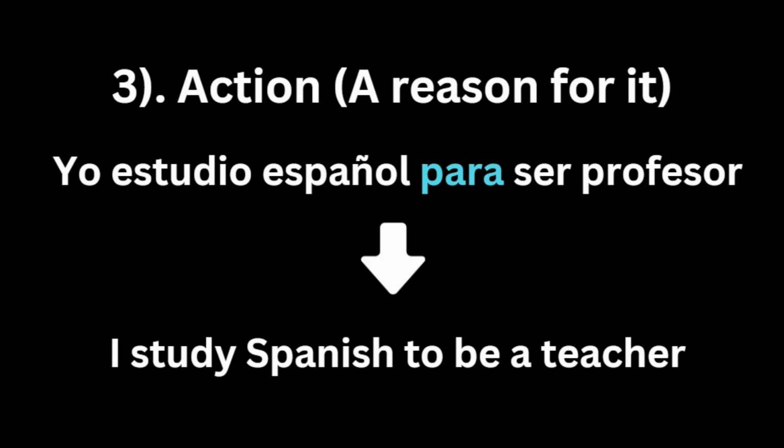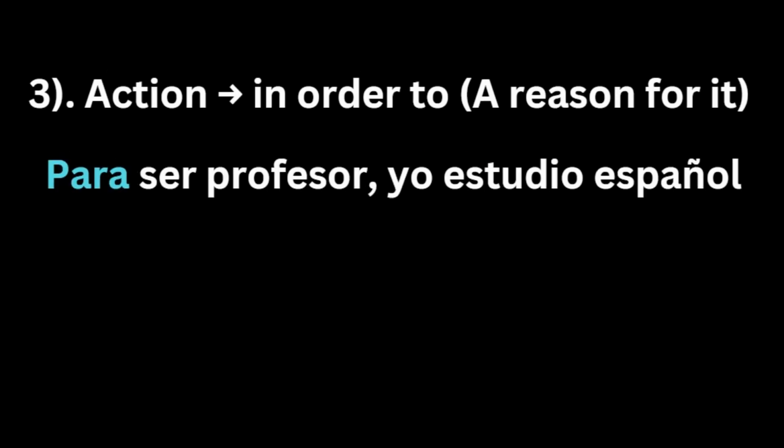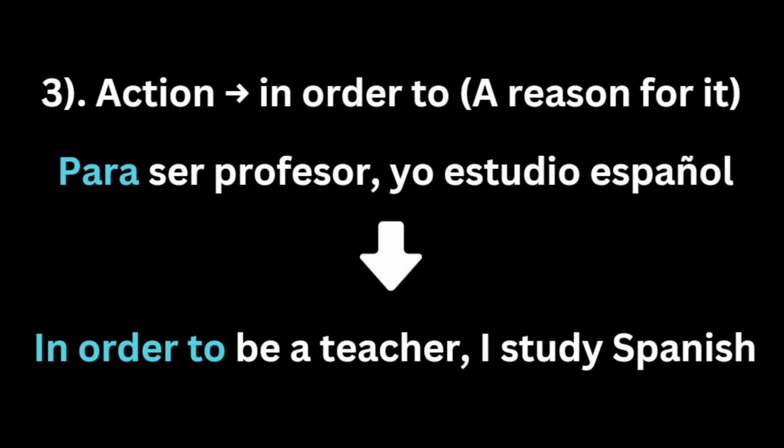Even though there's completely no preposition in the sentence, by saying I study Spanish to be a teacher, what we're trying to say is I study Spanish in order to be a teacher, with para acting as a purpose of the action, literally meaning in order to. This sentence can also be written the opposite way. Para ser profesor, yo estudio español. In order to be a teacher, I study Spanish.